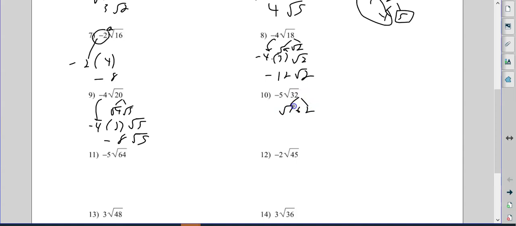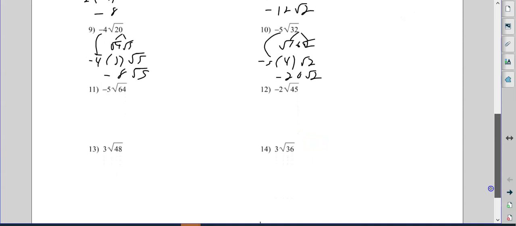16 and 2. Bring this down to negative 5. That's going to become 4. That stays radical 2. Negative 20 radical 2. Perfect square here, so that's just negative 5 times 8. Negative 40.